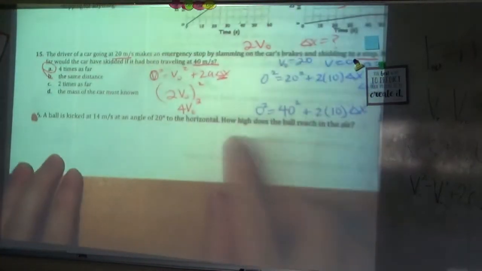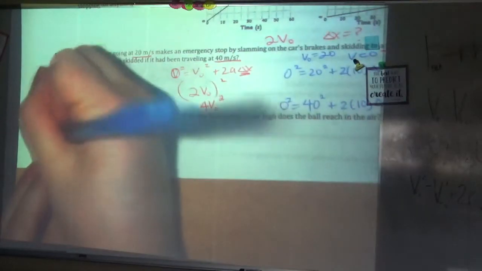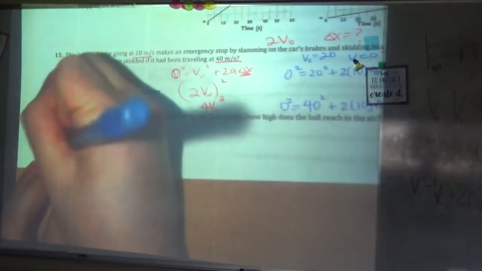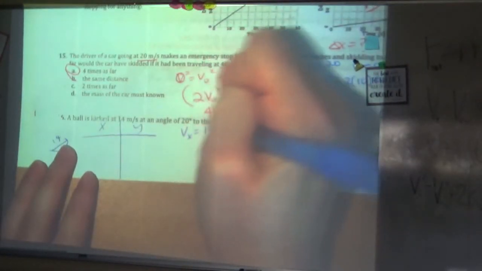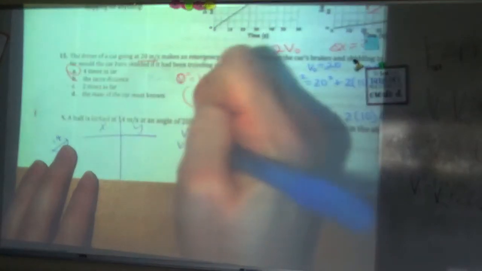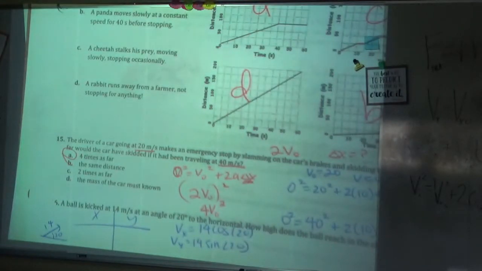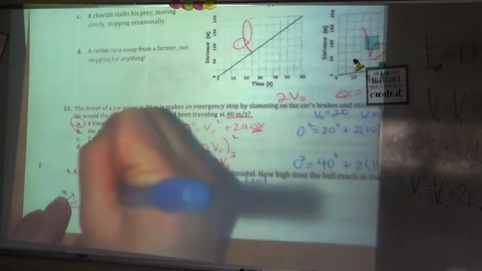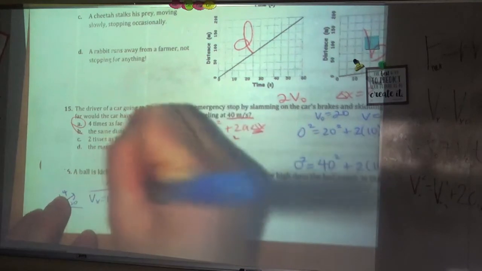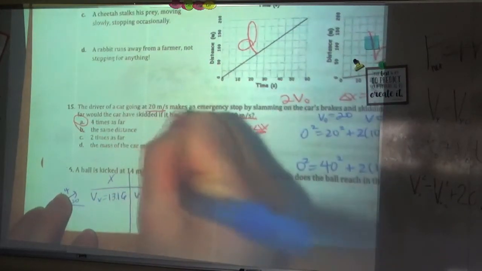16, a ball is kicked at 14 meters per second at an angle of 20 degrees. How high does it reach in the air? So 14 meters per second at 20 degrees. First thing you want to do is break it up into the x and y. So Vx is 14 cosine of 20, and Vy will be 14 sine of 20. And make sure your calculator is in degree mode. 14 cosine 20, 14 sine 20. So I get my x velocity is 13.16, and then my y initial velocity is 4.79.